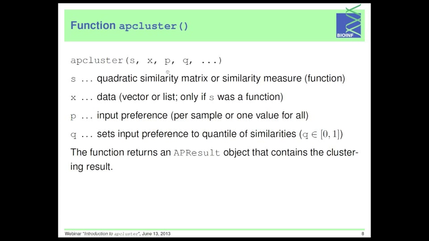And then we have two parameters. One is the input preference, P. That's exactly what I mentioned a minute ago. That's the parameter that adjusts the number of clusters. And alternatively, for finding a good setting of P, there is another parameter Q, but I will talk about that later on. This package is based on S4 classes, so the function returns an S4 object. The class is called apResult. It contains basically all of the stuff that is necessary to evaluate the clustering result later on.